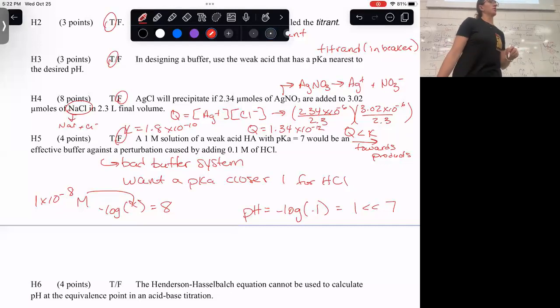Is the buffer range measured in pH or pKa? pH. Because you want a pH similar to your pKa, so you can look at plus or minus 1 pH that it can buffer. All good questions.